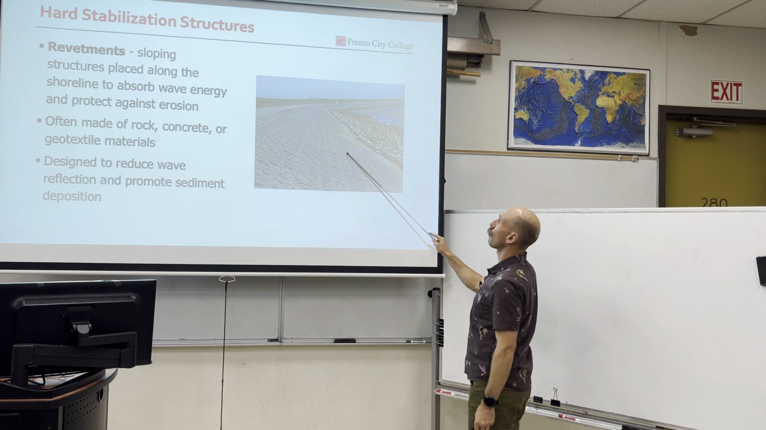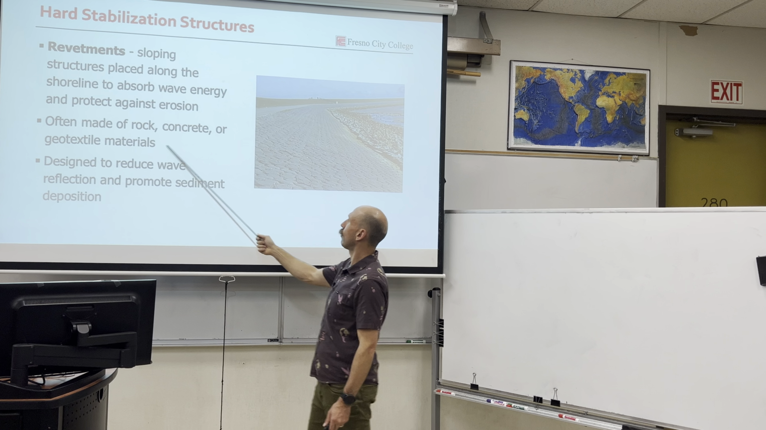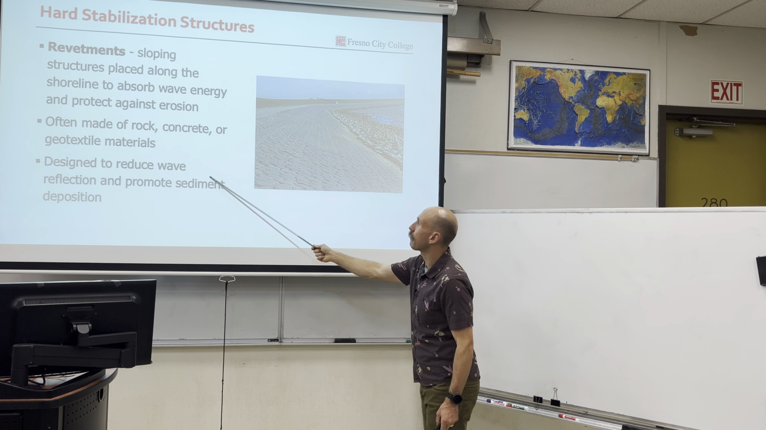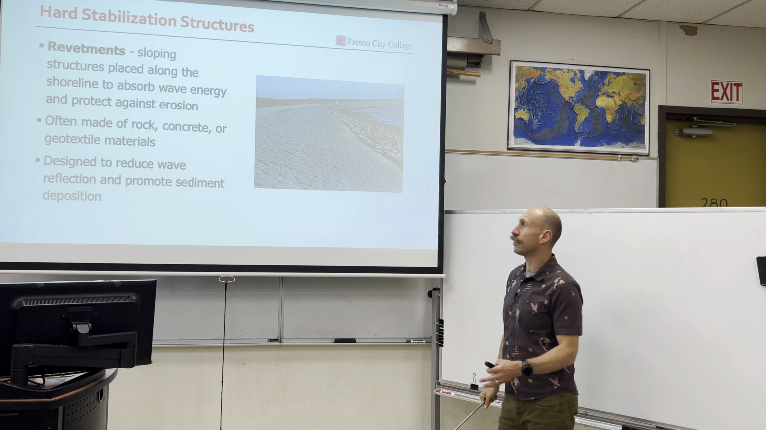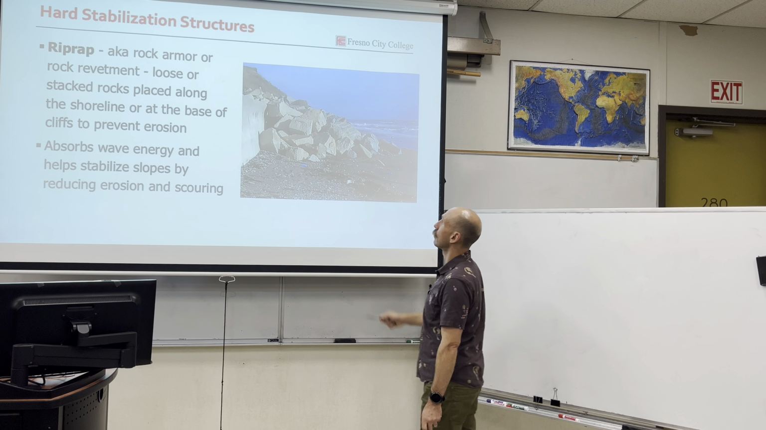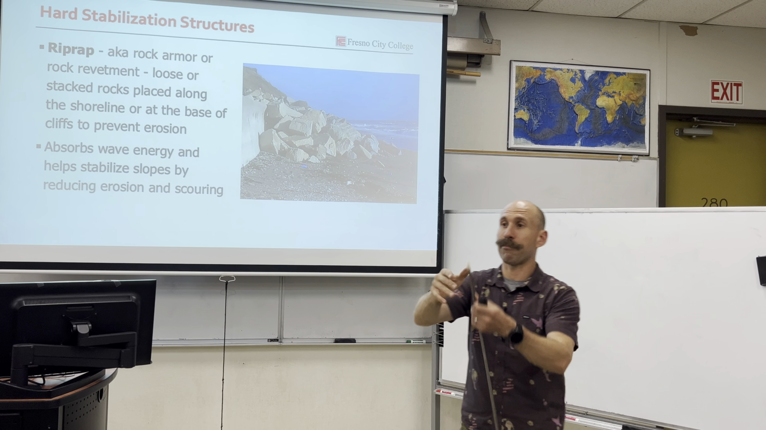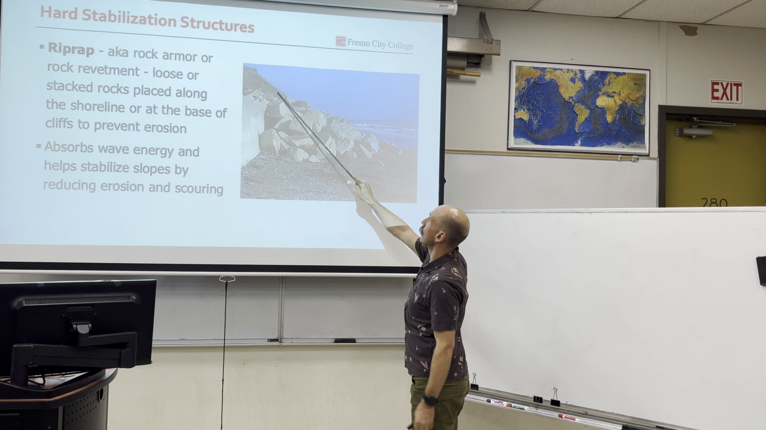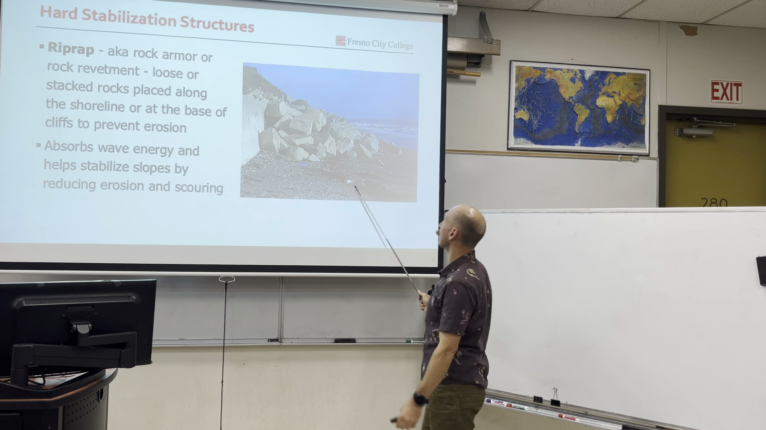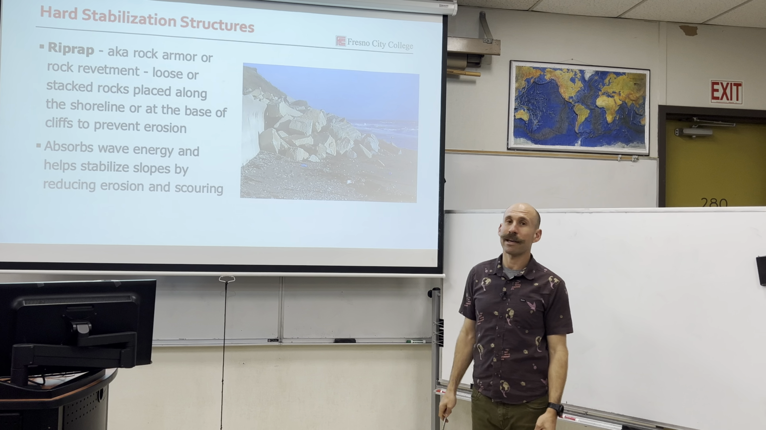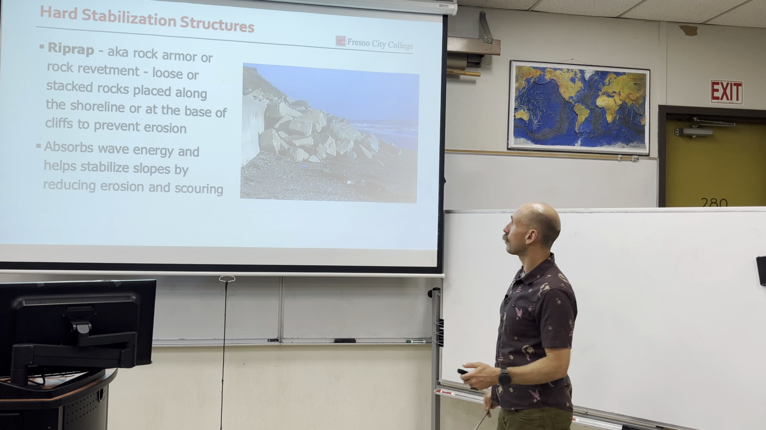Rock revetments, sloping structures, are very similar to seawalls, made of concrete, geotextile. They're designed to reduce wave reflection and promote sediment deposition. Whether they succeed at that is not always the case. Riprap, this is a great one. Giant boulders. Let's put big boulders up right in front of coastlines that are eroding. They absorb the wave energy, stabilize the slope, reduce erosion and scouring, but even rocks this big can still get carried away by the biggest storms producing waves that are out there.